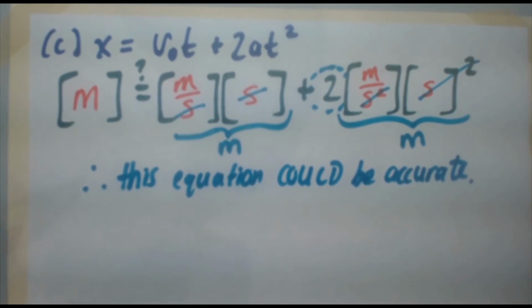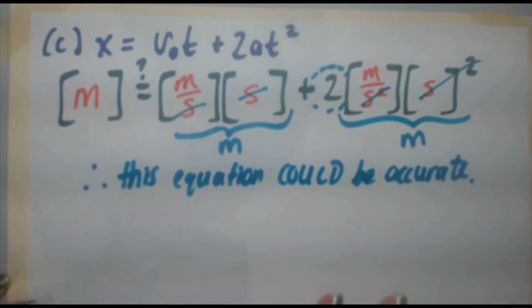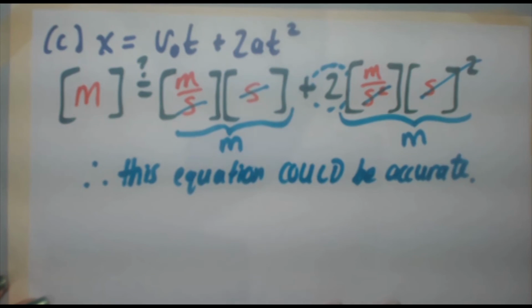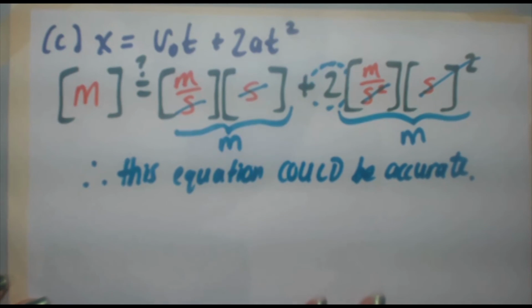Okay, so overall, B and C could be accurate. A definitely is not because the units don't even match up. We don't yet know what the correct coefficient is, but that's okay because the question's just asking us which could possibly be correct. Okay, so that sums it up for dimensional analysis example number 2.